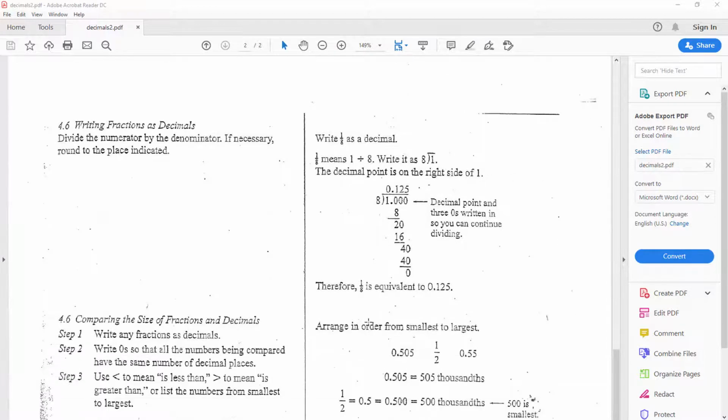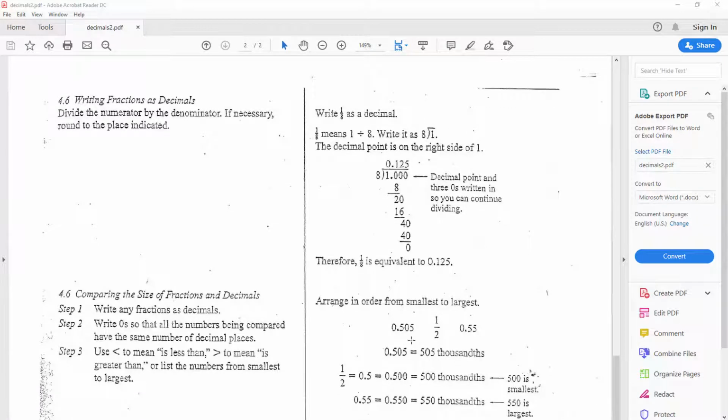This next concept here is writing fractions as a decimal. Divide the numerator by the denominator, and if necessary, round. And this one here we have 1/8 as a decimal. 1/8 means 1 divided by 8. You can write it as 8 going into 1, and you divide it out like it was a whole number. So you don't have to shift anything because you're dividing by a whole number. And 1/8 is the same thing as 0.125. Notice it got the decimal points lining up first. Okay.